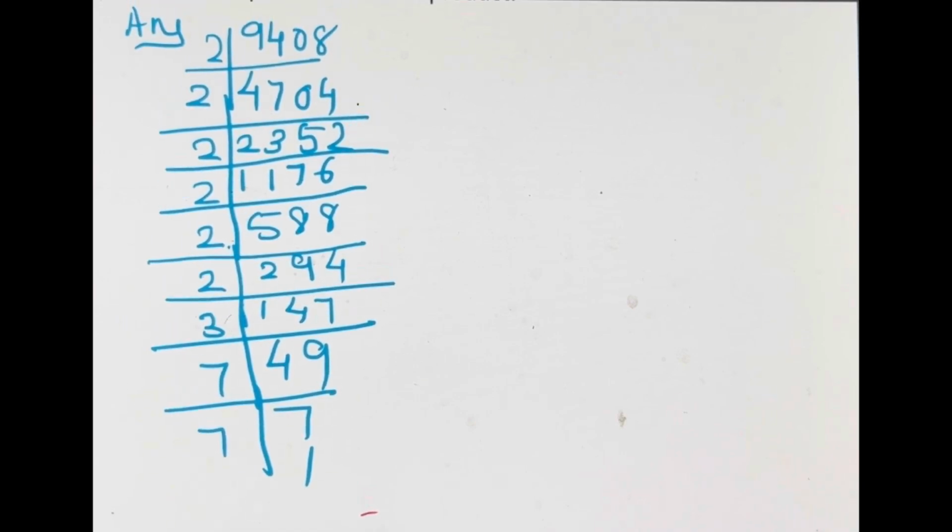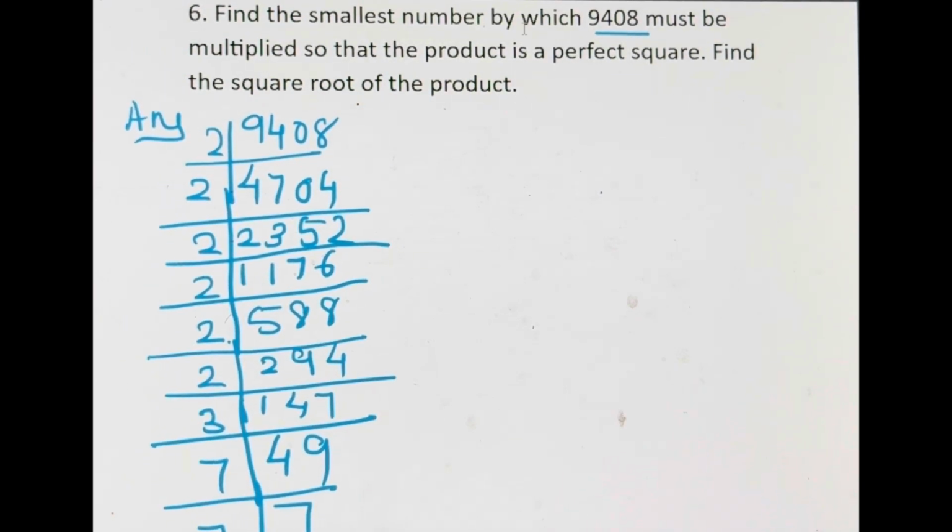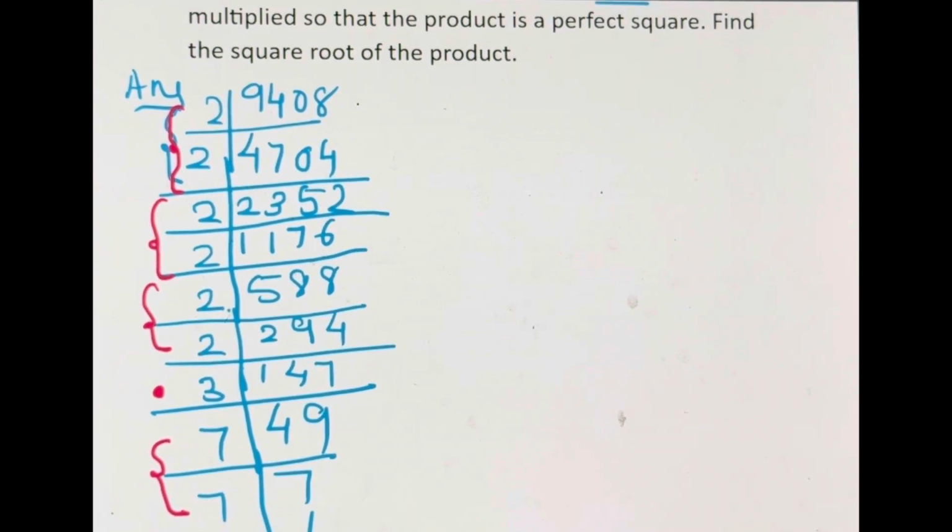9408. What was the question asked? Find the smallest number by which 9408 must be multiplied. Now if you see here, if you concentrate, this 2 is a pair. This is also a pair. This is also a pair. 7 is also a pair. What is left is only 3. So whichever number is not a pair, you have to multiply to make a pair. So you multiply this number by 3. So 9408 should be multiplied by 3 to get a perfect square number.